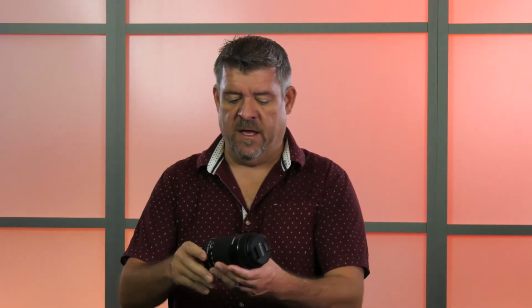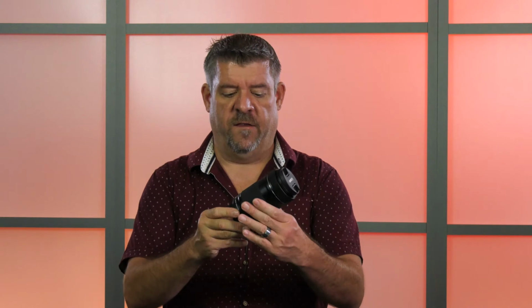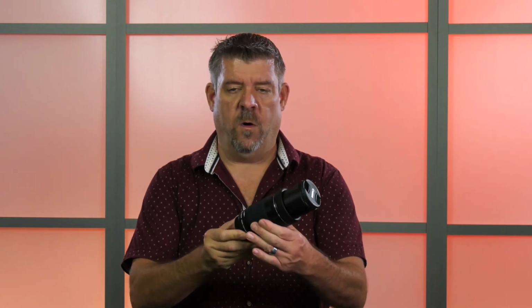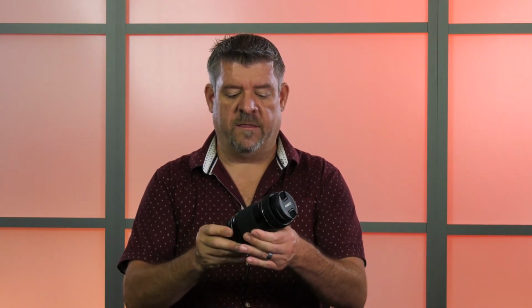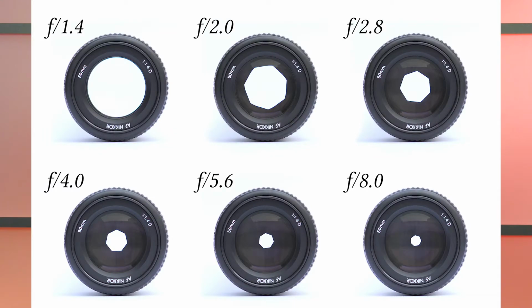Then we have a lens like this that has a changing focal length. Its focal length is 55 all the way to 250. So 250 is going to be a very tight shot. Now, the thing about a lens like this with a variable focal range is the aperture is not going to be very large. So your images are going to be darker and you're not going to get that depth of field that you really want to achieve.